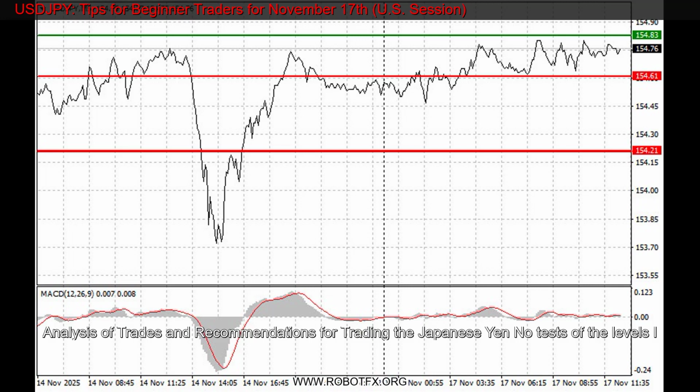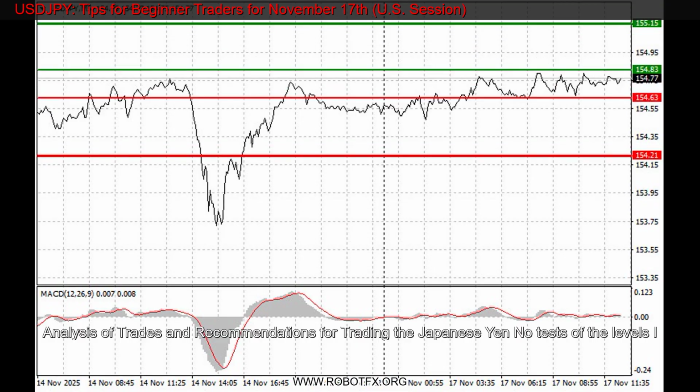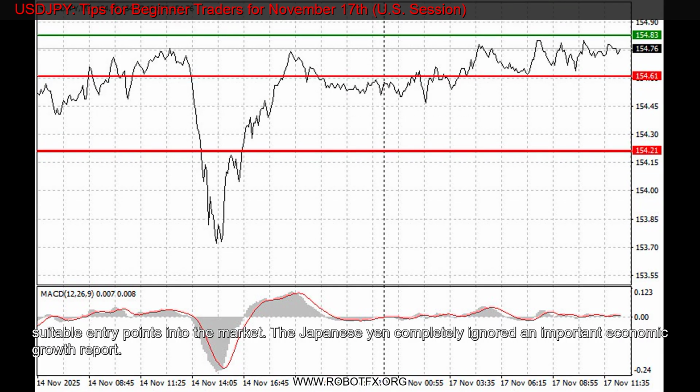Analysis of trades and recommendations for trading the Japanese yen. No tests of the levels I indicated occurred during the first half of the day. The very low volatility of USDJPY prevented suitable entry points into the market. The Japanese yen completely ignored an important economic growth report.